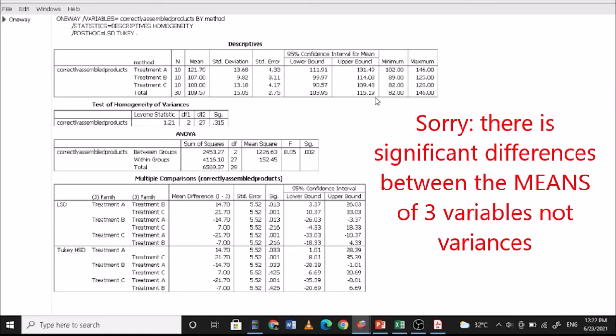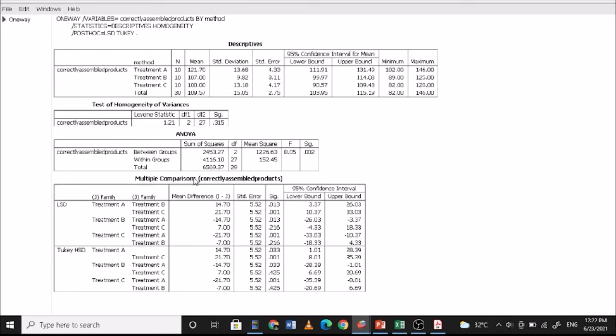And to check which of your treatments have significant difference, you do your pairwise comparison, or in this case, it's a multiple comparison. Okay, so you either choose LSD or Tukey. Let's choose LSD. So you simply look here. This is treatment A versus treatment B. So it's 0.013, meaning there is significant difference between treatment A and treatment B.